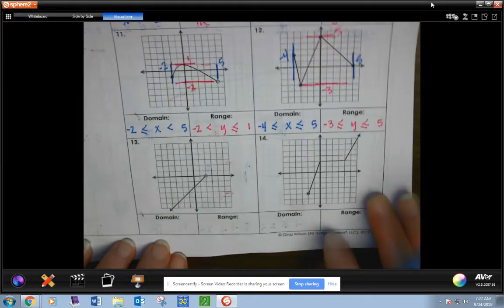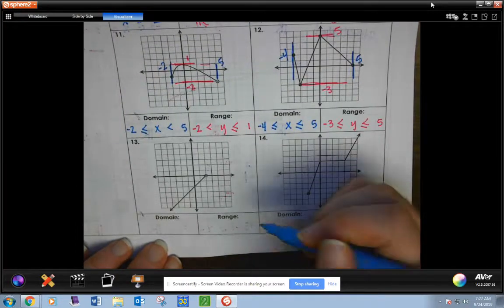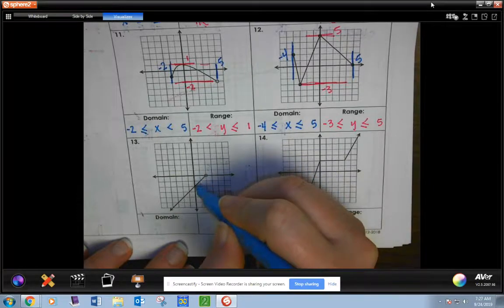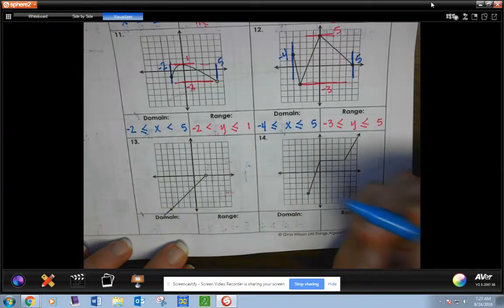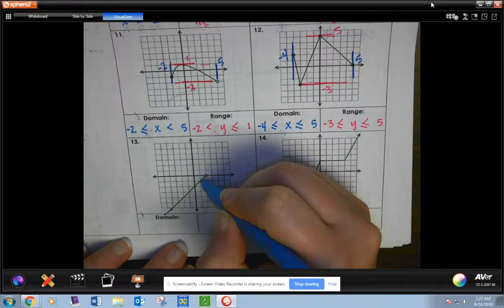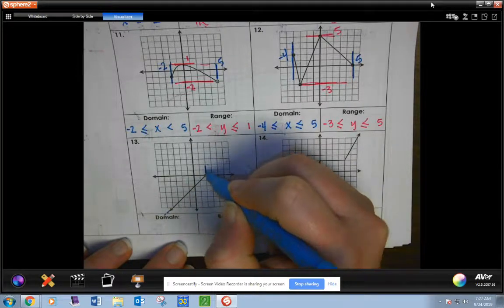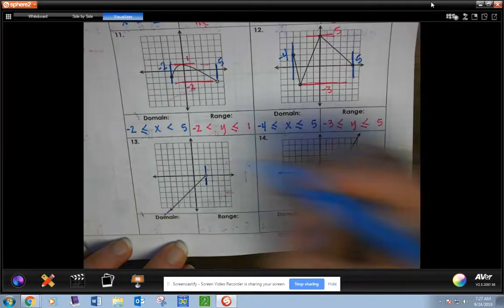Okay, for my last two examples, for 13, I'm going to start right here in the middle, and I'm going to scan to the left, and as I scan to the left, I see that it goes forever. Now I'm going to come back to the middle, I'm going to scan to the right, and I see that there's a dot, so I'm not going to go through the dot, but it stops right there, and that's at 2.